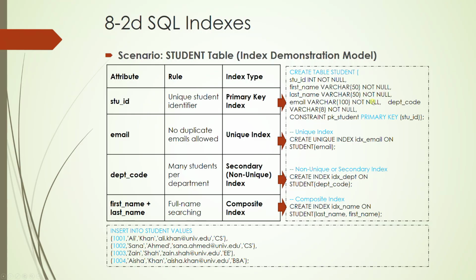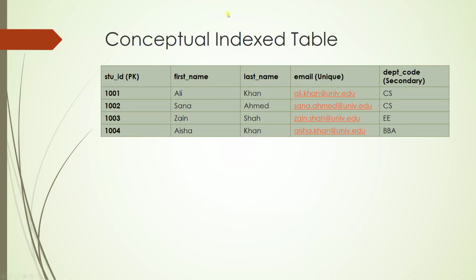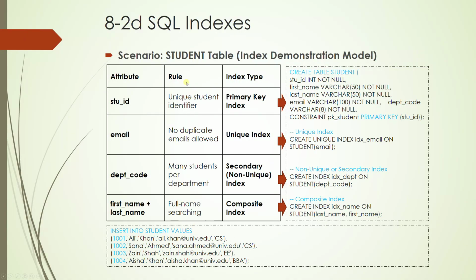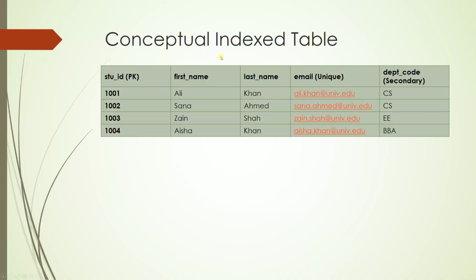And once we create this table and these indexes, then we can add data into it, and then we can use these indexes to see how they work. So for example, once we enter this data into this table using the insert command, this will be the conceptual index table for us. And different indexes have been applied: this one is the primary key, these two are the composite key, here it is the unique key, and here it is secondary.